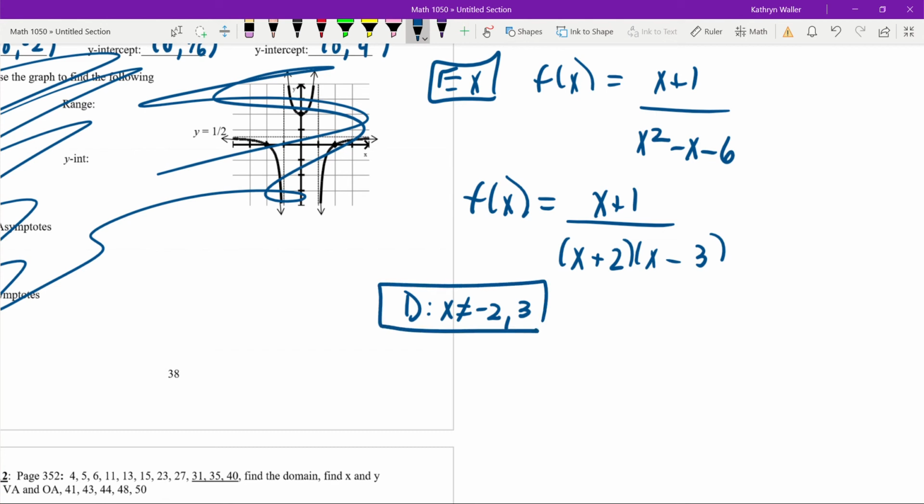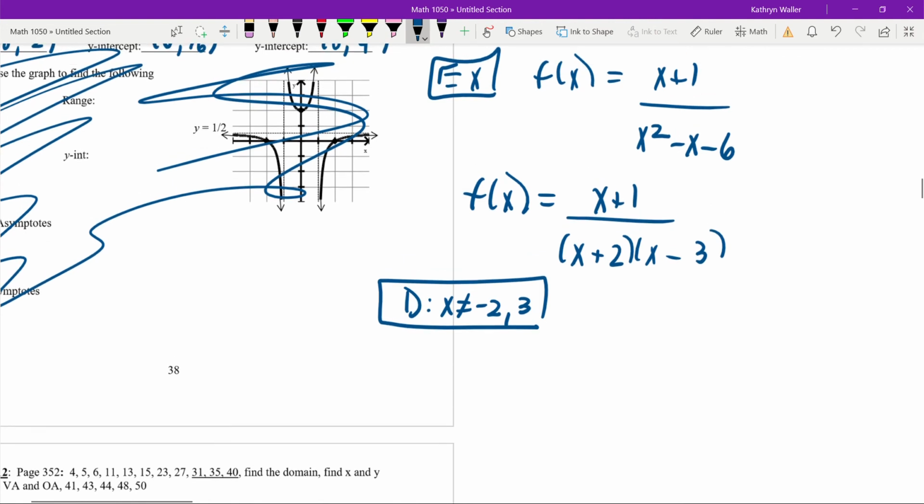Reduce. Does anything reduce? No. The next step is hole. Do I have a hole? No, because nothing reduced, right? Now I'm on step 5. Write the reduced equation. I still don't have anything to write because nothing reduced. So now I'm down to step 6, which is vertical asymptote.